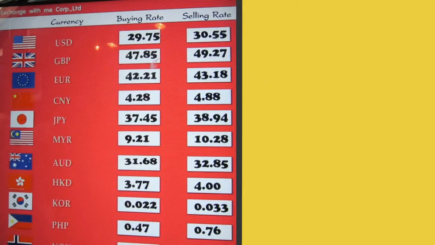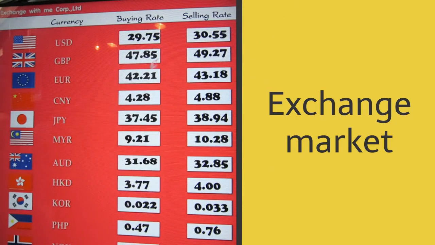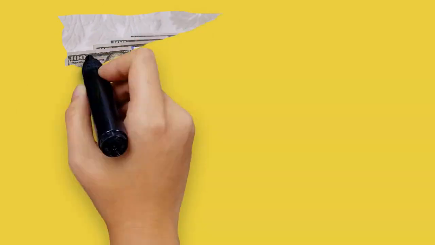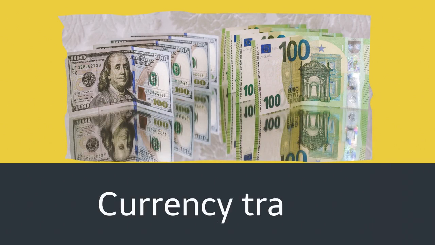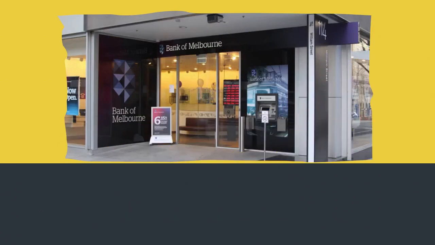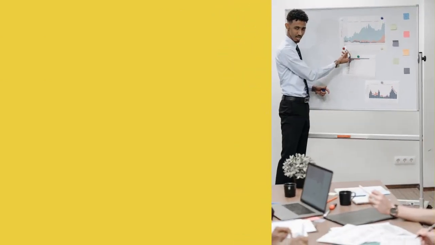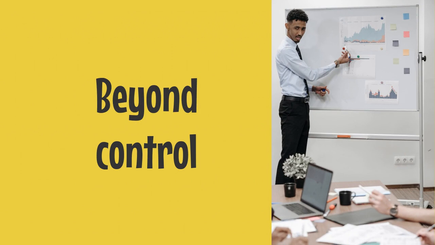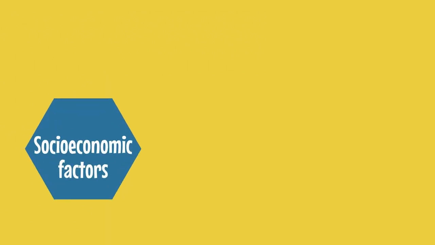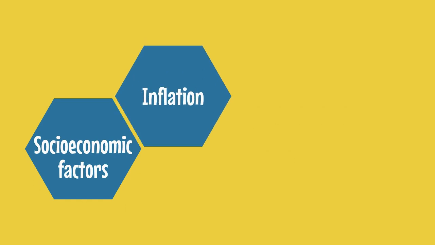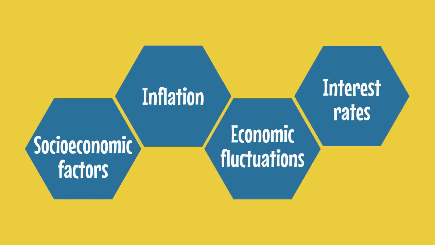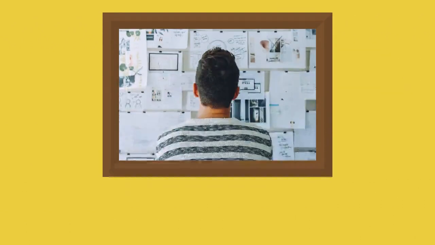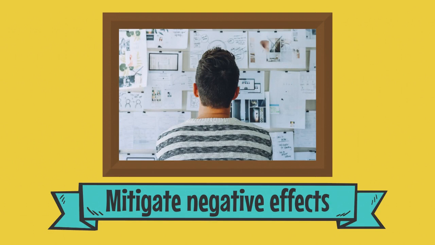Currencies are traded on an exchange market where different national currencies are bought and sold at certain prices, rates of exchange. The purchase and sale of currency is known as currency trade, and the buyers and sellers of currency are banks and other authorized currency dealers. There are, of course, many factors beyond a business owner's control that have an impact on the business. Socioeconomic factors, inflation, economic fluctuations, and changing interest rates all play a role in the success of a business. Planning for these will help mitigate any negative effects that they cause.